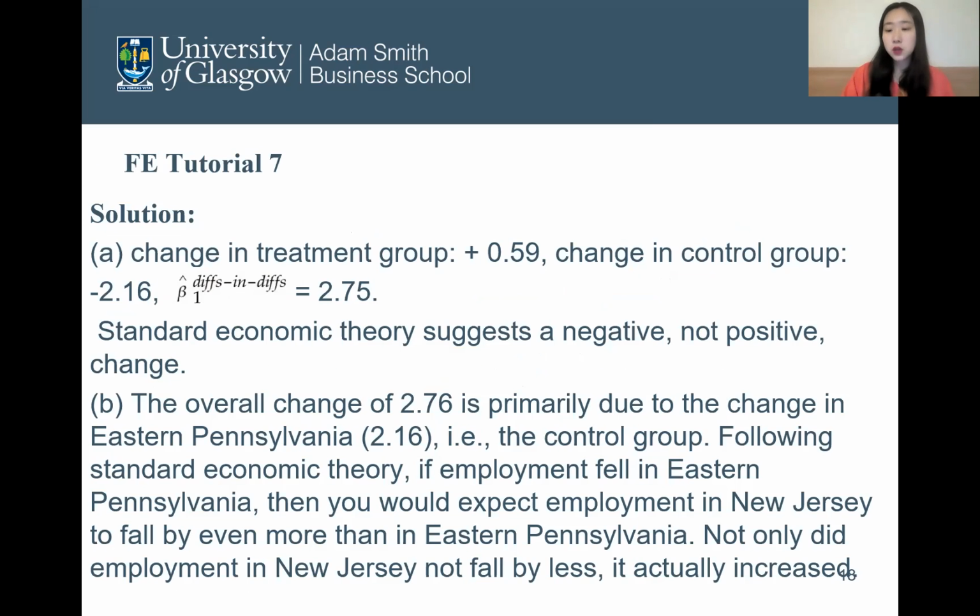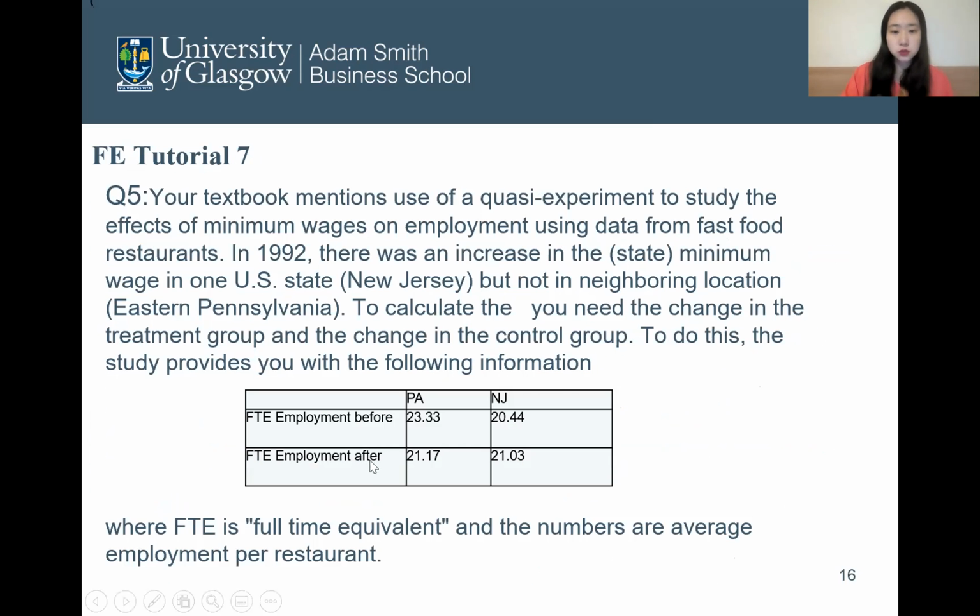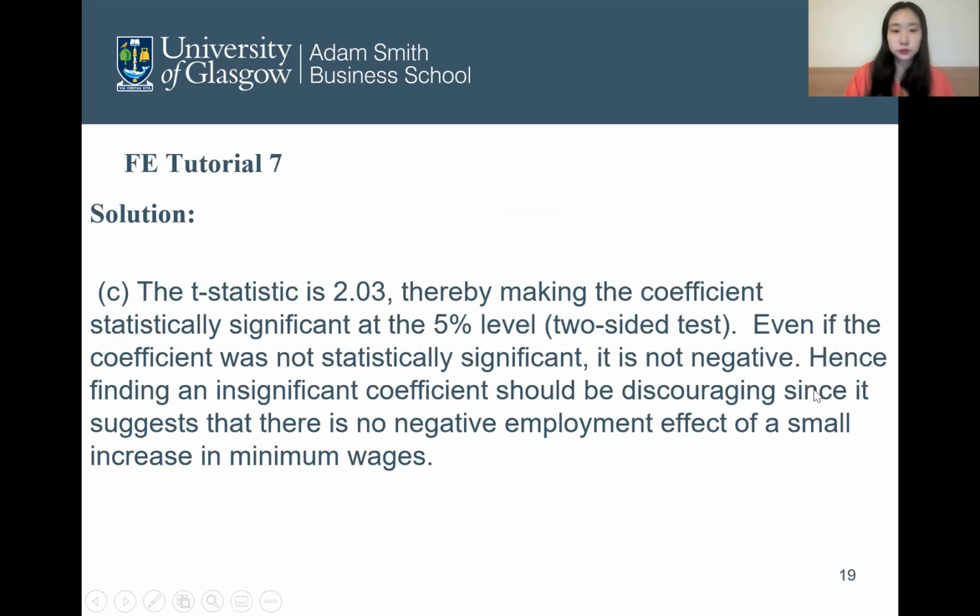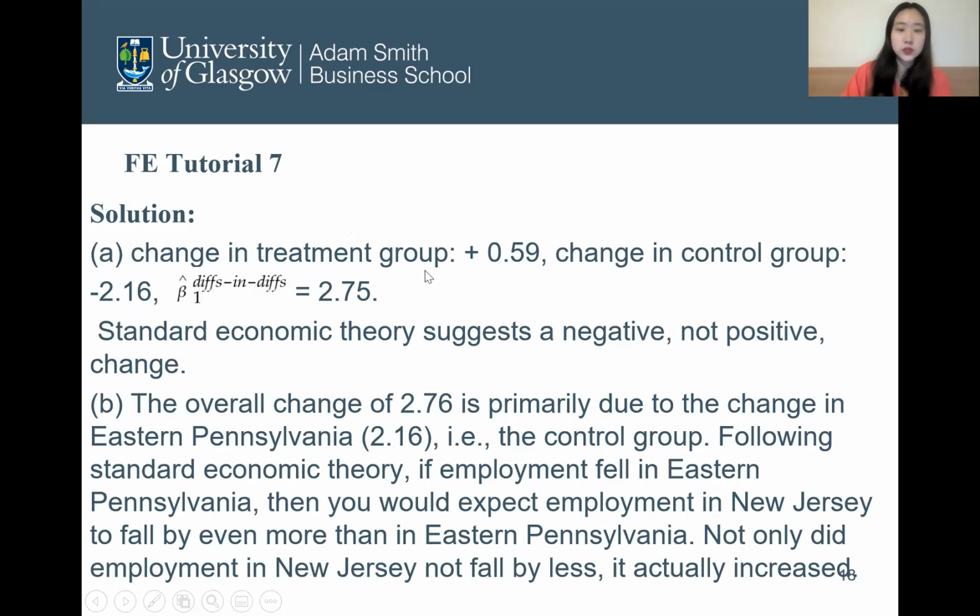And then you can see the change in, right, is so similar to question 4. You just use it to get the differences and just minus, right? Just minus, and you can get the answer. So you can see the treatment is 0.59 and the control is negative 2.16. You can see just the differences. You use the treatment minus the control group, and it becomes 2.75. The standard economic theory suggests a negative, not positive change.